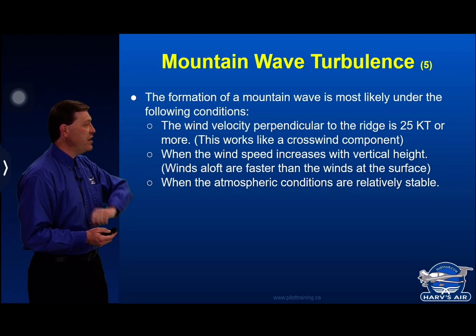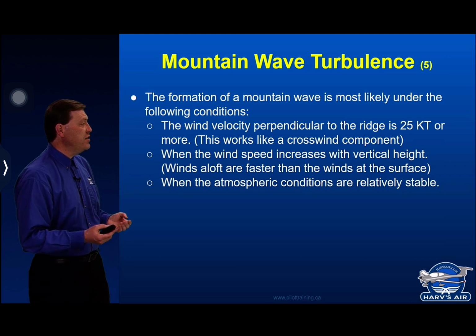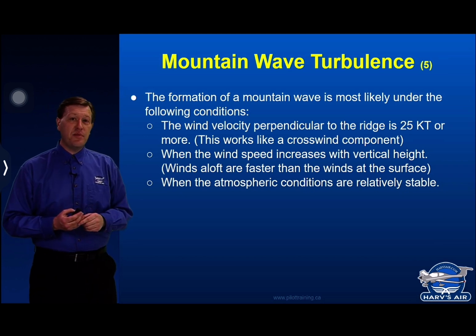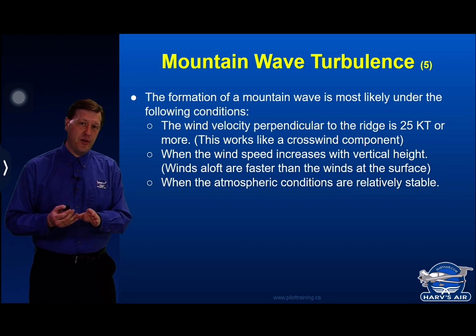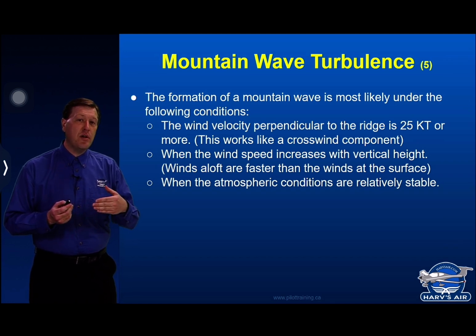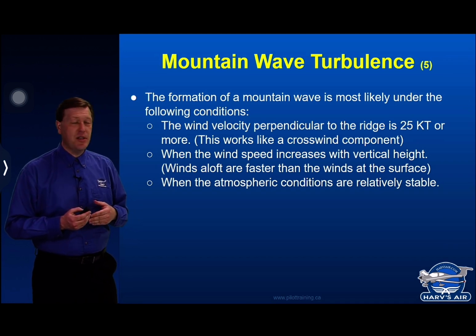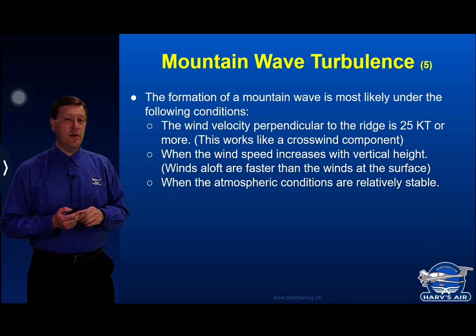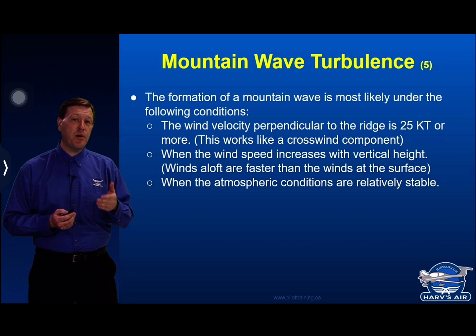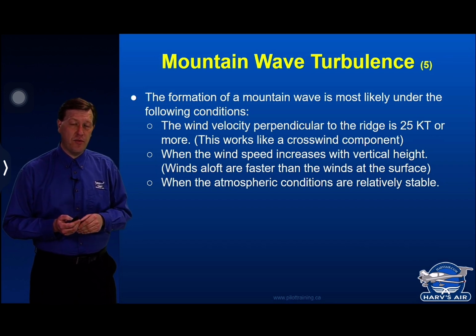The wind velocity will be perpendicular to the ridge in terms of speed being 25 knots. Now, this is working like a crosswind component, so keep that in mind. If I have a wind blowing at an angle from the ridge, well, this speed of 25 knots is going to be what I'm looking for. What is the perpendicular component of the wind to the ridge?